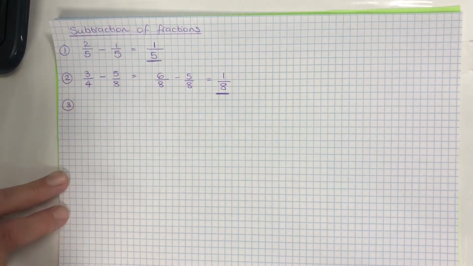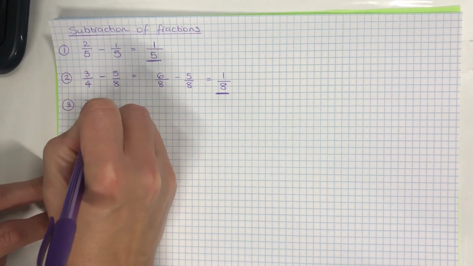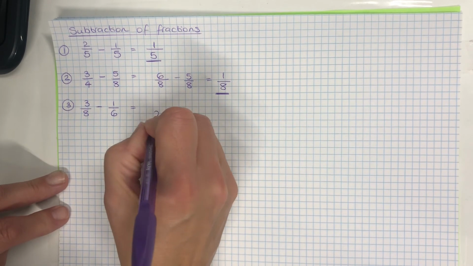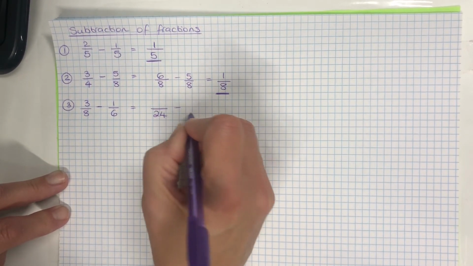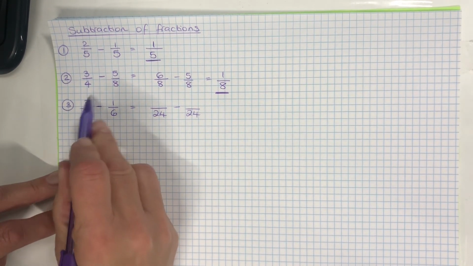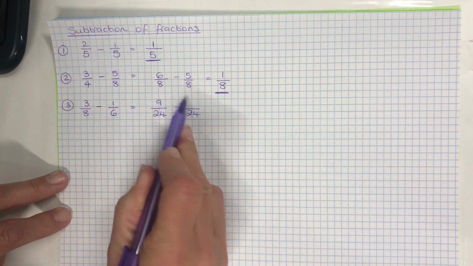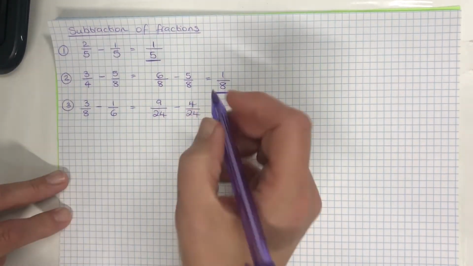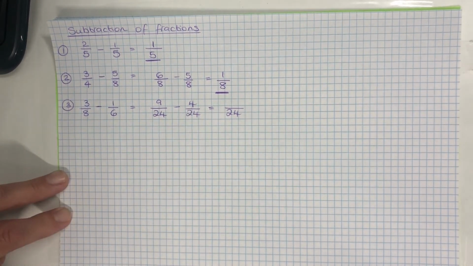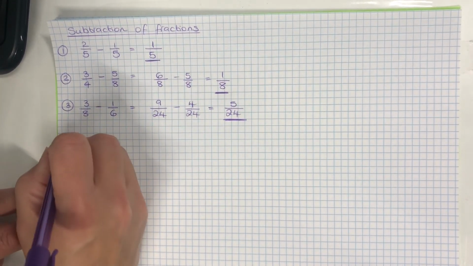Question 3. Okay, so now I have 3/8 and I'm going to subtract 1/6. I know from when we did it with addition that my lowest common denominator is 24. 8 multiplied by 3 gives me 24. 3 multiplied by 3 gives me 9. 6 multiplied by 4 gives me 24, and 1 multiplied by 4 gives me 4. I keep my denominator the same. 9 subtract 4 gives me 5 over 24, and I cannot simplify it.